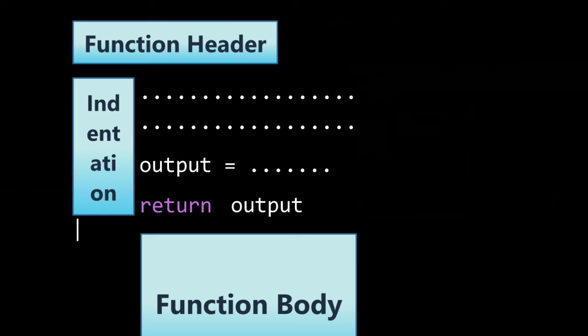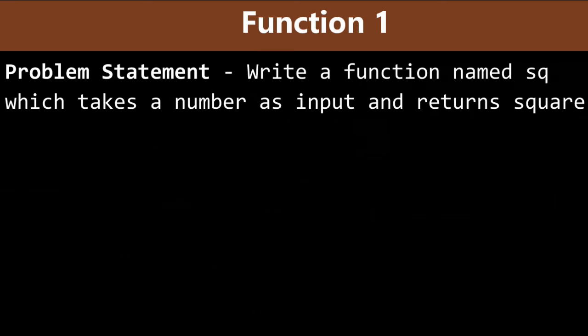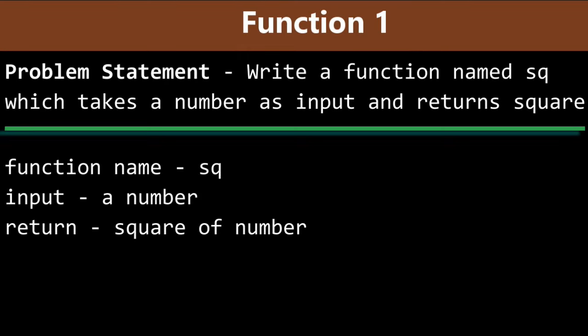So let us write a simple function. The name of the function is square, which takes a number as the input and returns its square. Just like we solve a mathematical problem, in the same way, first gather the data provided to you for writing the function. Here the name of the function is square. Input is a single number and the output is the square of the number.